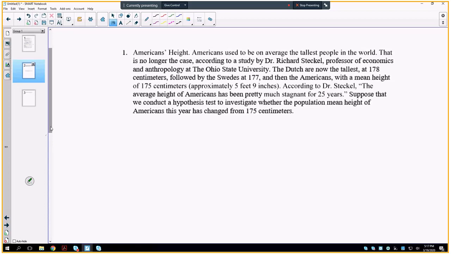Americans used to be, on average, the tallest people in the world. That is no longer the case, according to the study. The Dutch are now the tallest at 178 centimeters, followed by the Swedes at 177, and the Americans with a mean height of 175. And that 175 centimeters is approximately 5 foot 9 inches. According to the researcher, the average height of Americans has been pretty much stagnant for 25 years. Suppose that we conduct a hypothesis test to investigate whether the population height of Americans this year has changed.